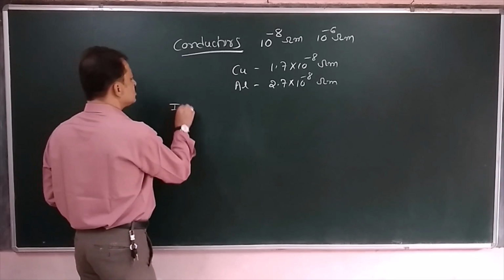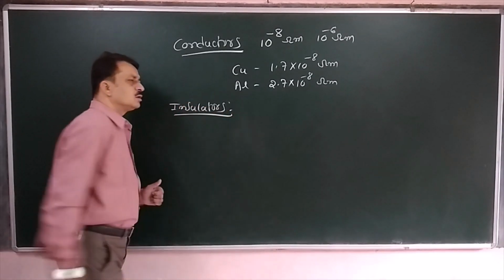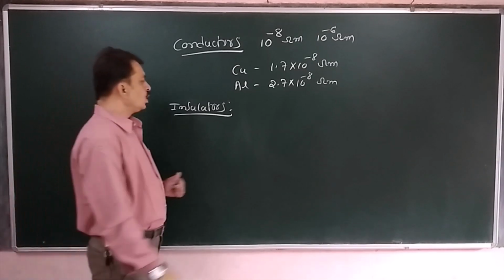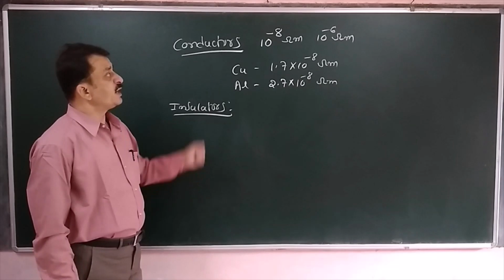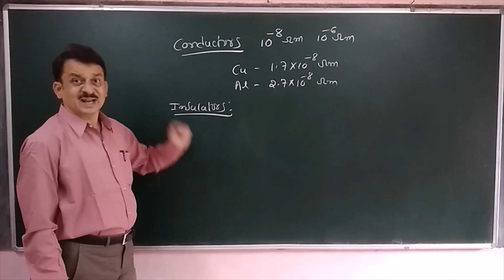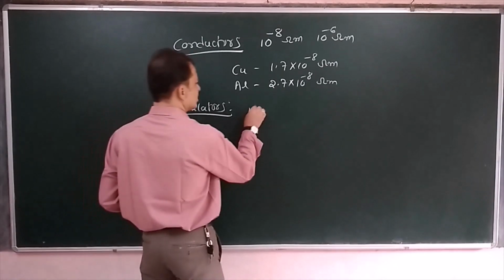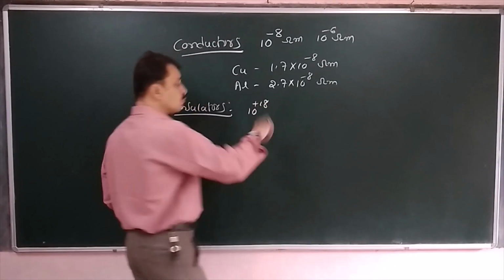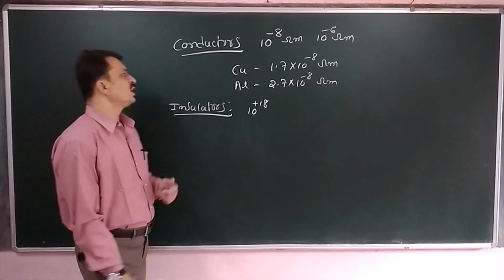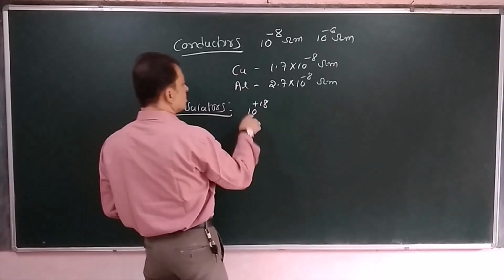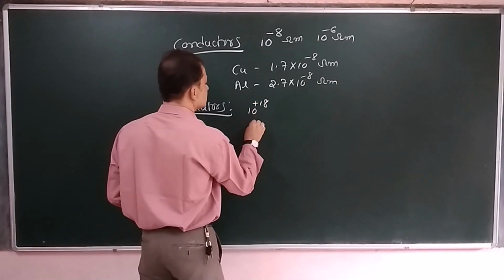Next is insulators. The materials whose resistivity is 10 to the power of +18 times more than that of the conductors, and those materials are called insulators. So therefore, the range of the resistivity for the case of insulators becomes 10 to the power of +10 ohm meter to 10 to the power of +12 ohm meter.